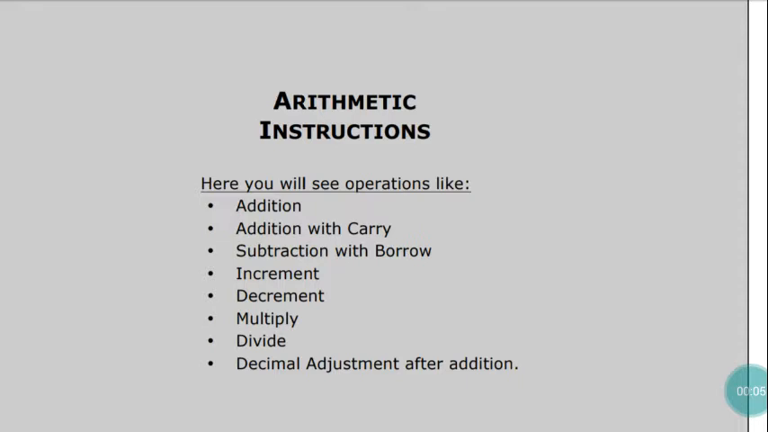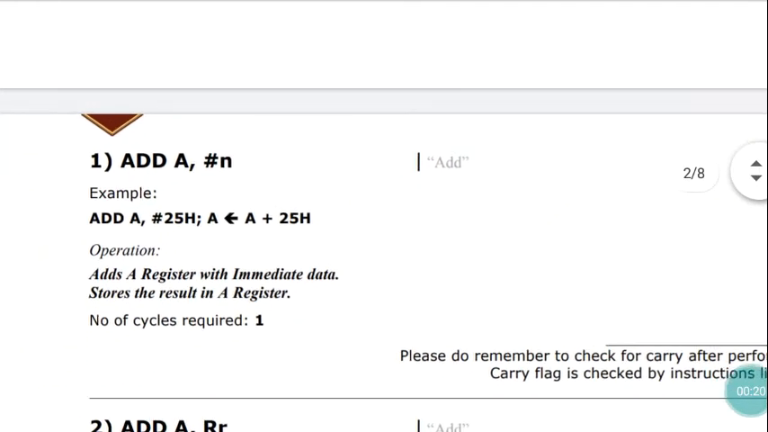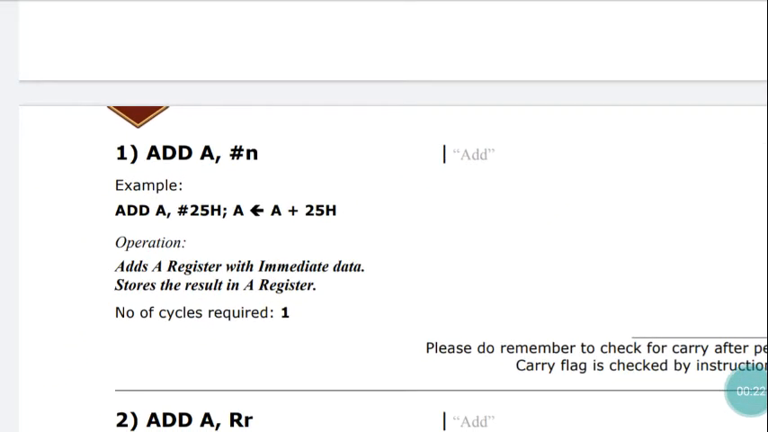I am going to explain about arithmetic instructions present in 8051 microcontroller. You know that arithmetic itself means addition, subtraction, multiplication, division, and also we can see increment and decrement operations. Okay, the first one is the addition operation. How many types of addition? How addition can be done in different ways.